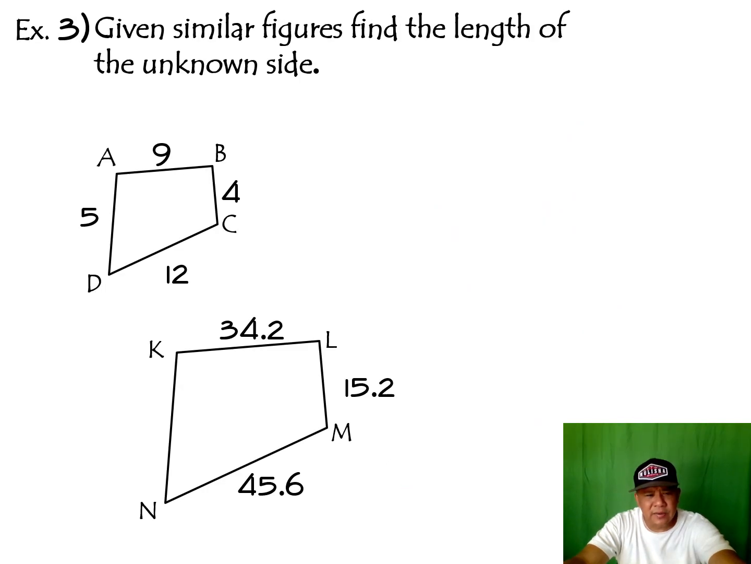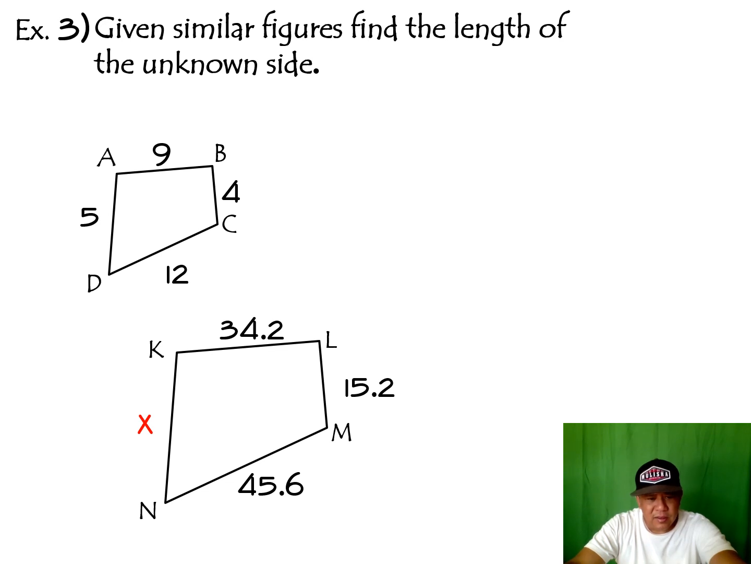Okay, now let's look at a different example. Example 3: given similar figures, find the length of the unknown side. So let's take a look. What side do we not know? We don't know what KN is. So put an X where KN is at, just like that.